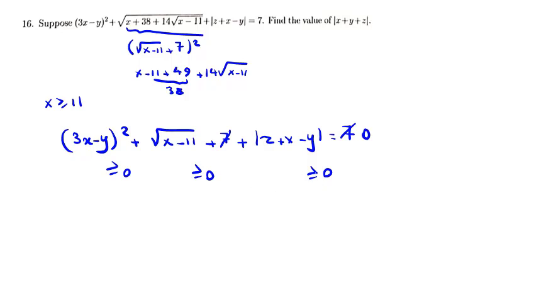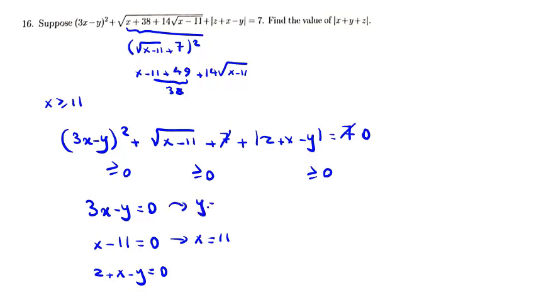So they are all at least 0, so you can say, okay, because the sum of them is 0, each of them equals 0. So x minus 11 is 0, z plus x minus y equals 0. So from the first one, x equals 11, and if you replace here, y equals 33. If you replace here, 11 minus 33, negative 22. So if you take it to the right hand side, it will be 22.